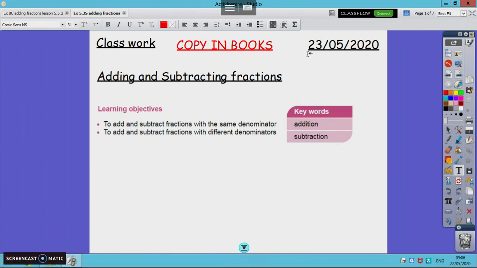I actually think I've got the date wrong, haven't I? So what is it? Is it the 22nd? It is, yeah, 22nd, sorry. So the date's the 22nd of May today.